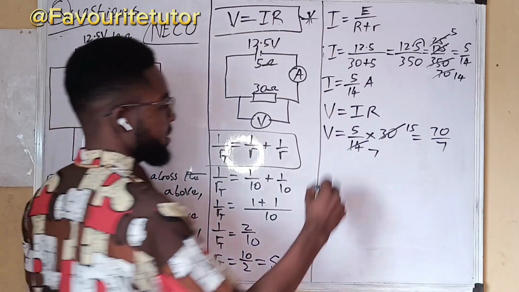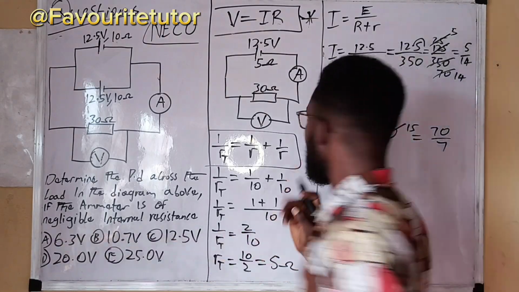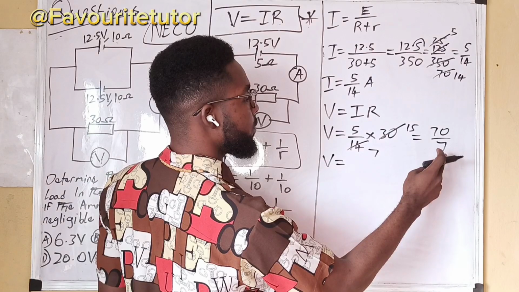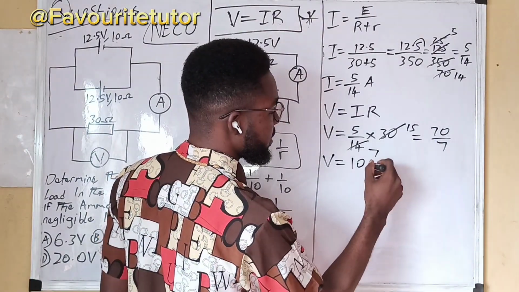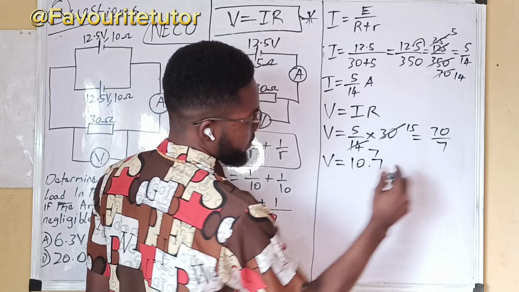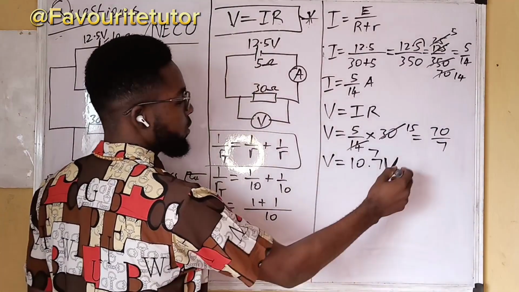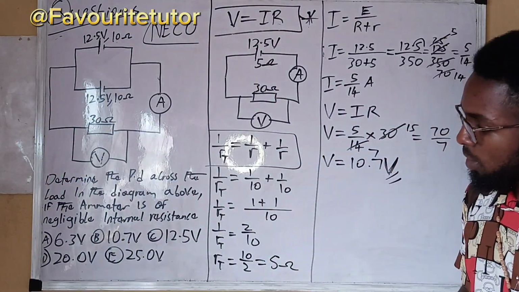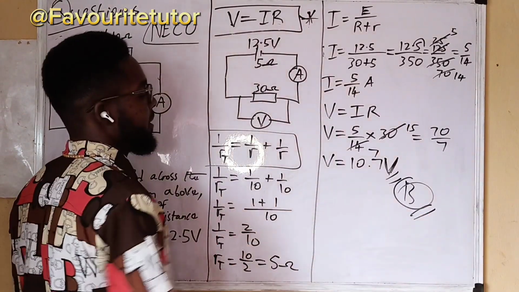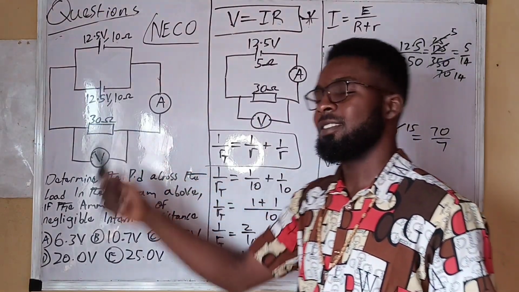I think. But when we check our options, we don't have it right here. It's written in decimal. So therefore we change it to decimal. If we divide, we get 10.7 volts. 10.7 volts. So this is the answer. It's an objective question. B is the answer. So our answer is B. So this is the potential difference across the load, 30 ohms.